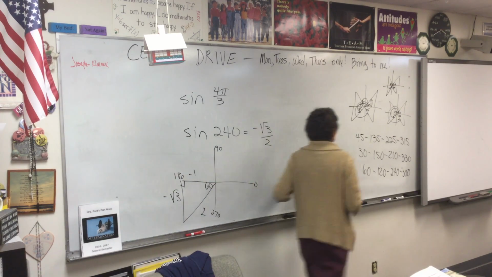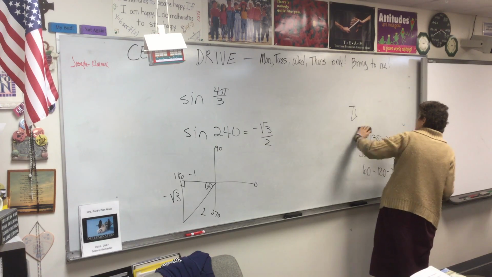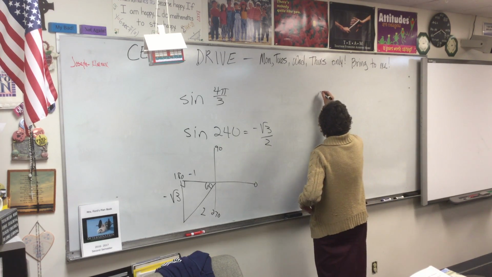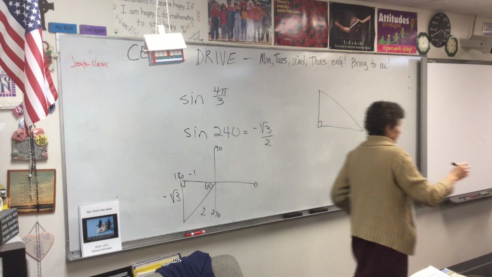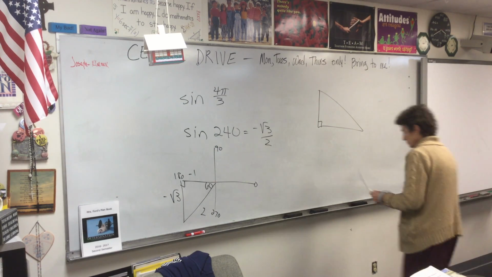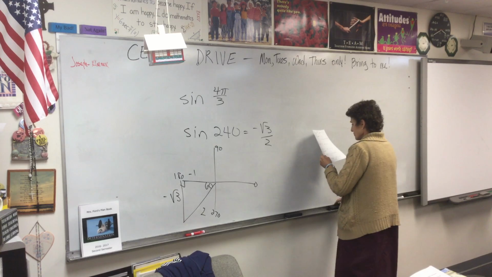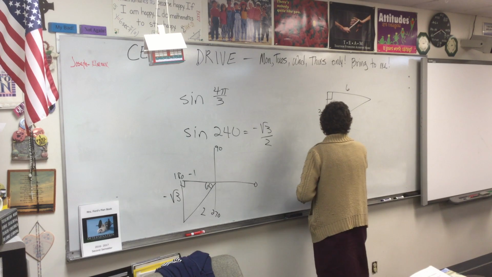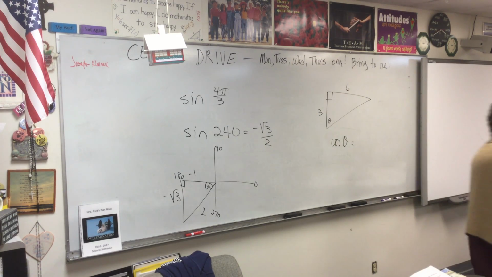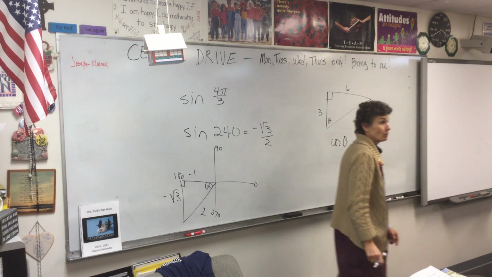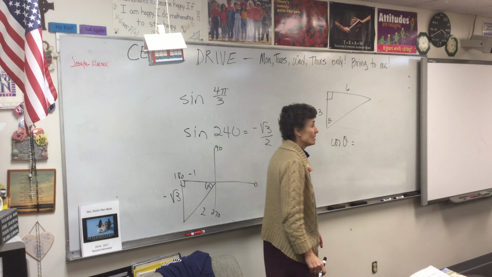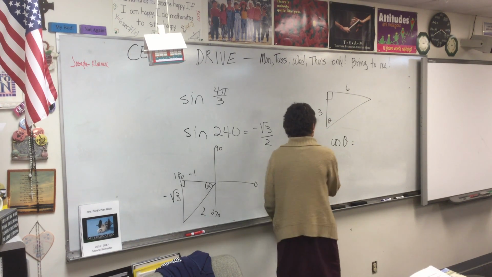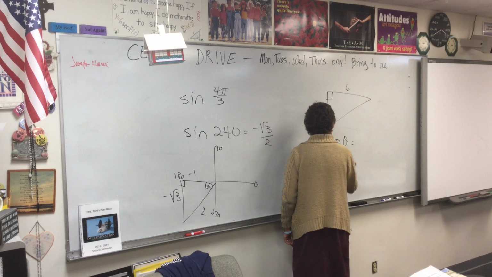I have a question on number 3. It says find cosine, and then it's a triangle. This is what we're given, and our job is to find cosine theta. So, what is cosine? Adjacent over hypotenuse, right? I don't know my hypotenuse. So what am I going to have to do? I'm going to do 3 squared plus 6 squared equals c squared.